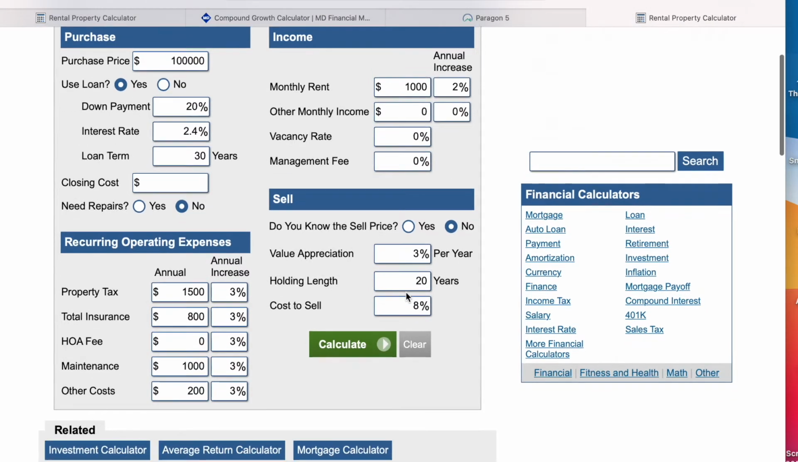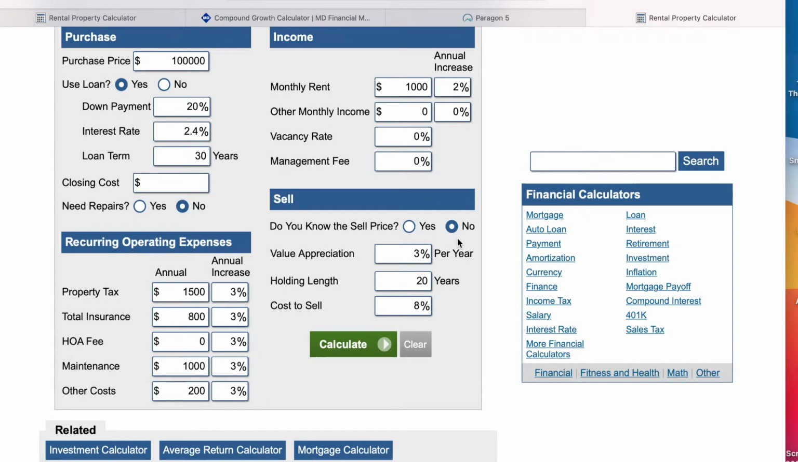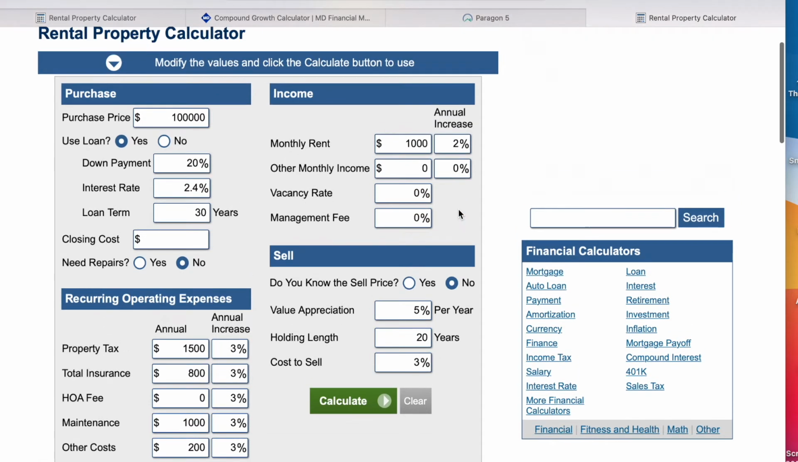Selling. When you're selling, do you know the sale price? Well, you're not going to know the sale price if your holding period is, let's say, 20 years, like in this example. But we can guesstimate at value appreciation. I'm going to say it's about 5%. I think that's being conservative enough, but about 4 or 5%. Let's go with 5%. Cost to sell is a little bit lower than that, so we're going to put that in there, and we've got some numbers to work with.